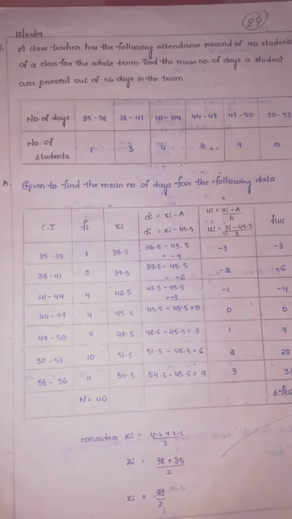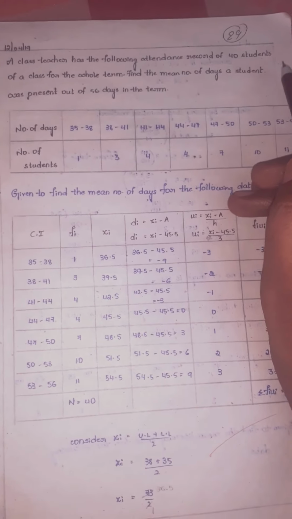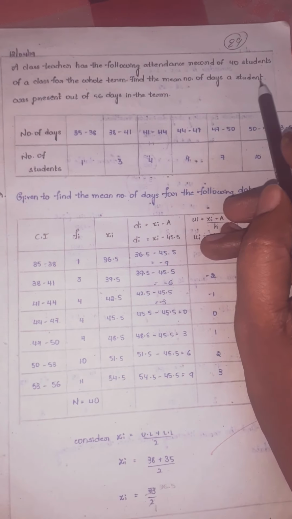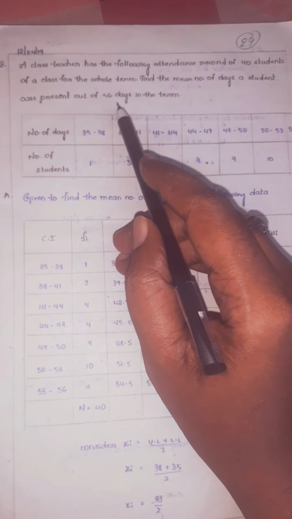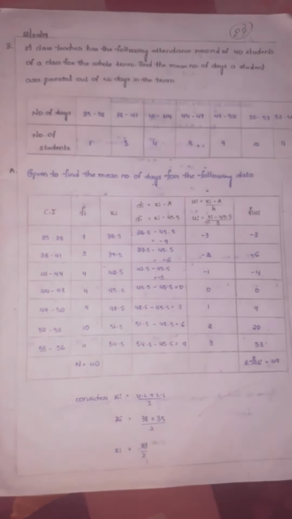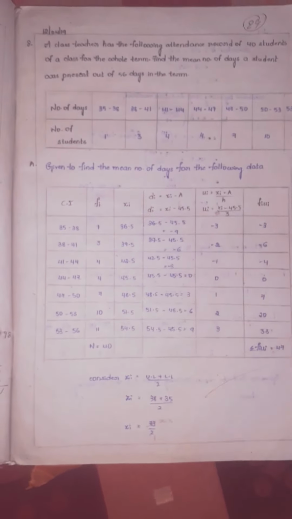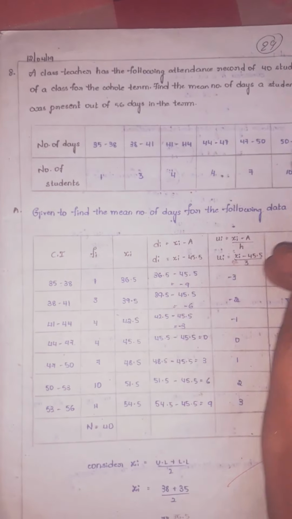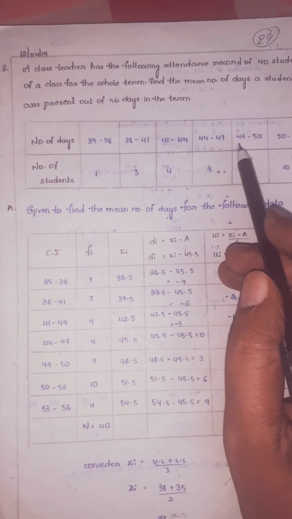A class teacher has the following attendance record of 40 students of a class for the whole term. Find the mean number of days a student was present out of how much, children? Out of 56 days in the term. 56 days in a term.